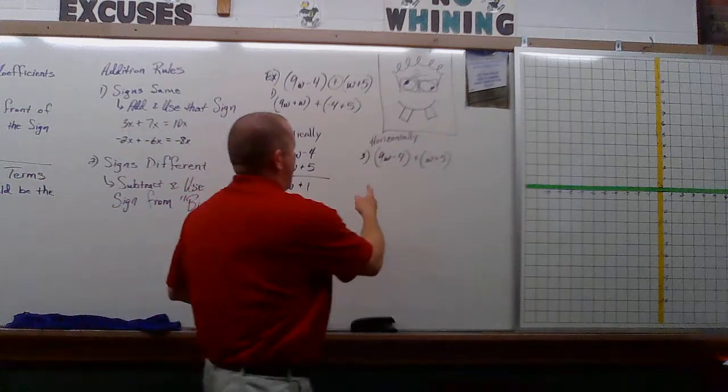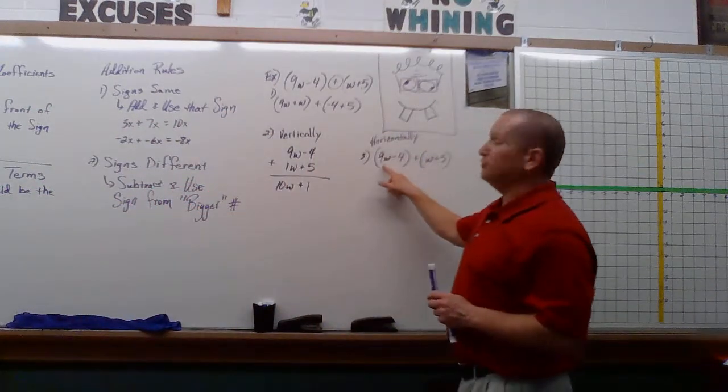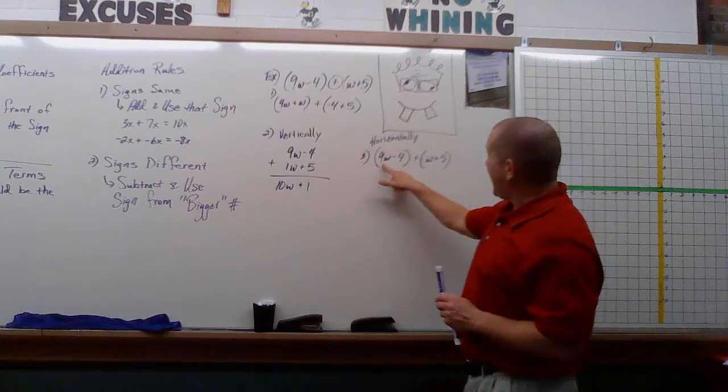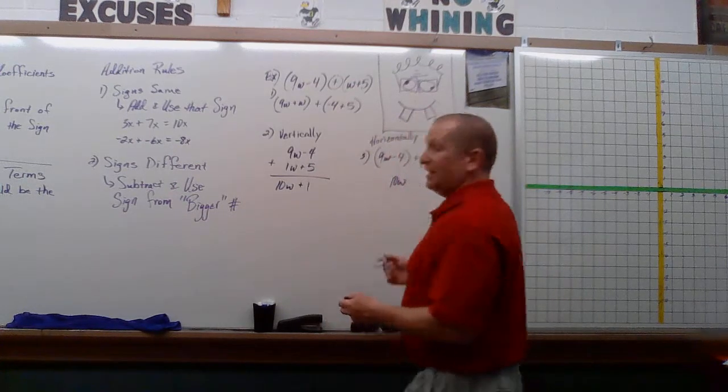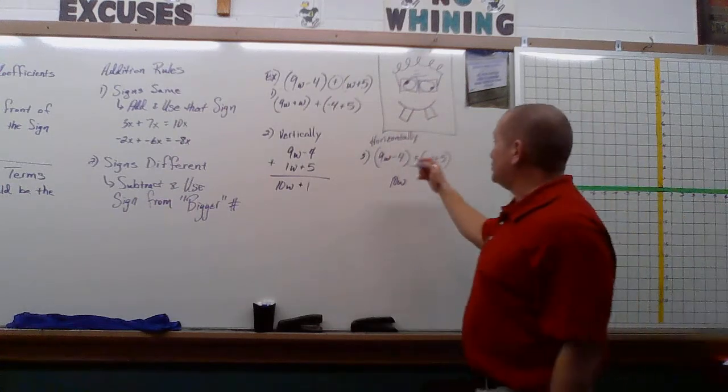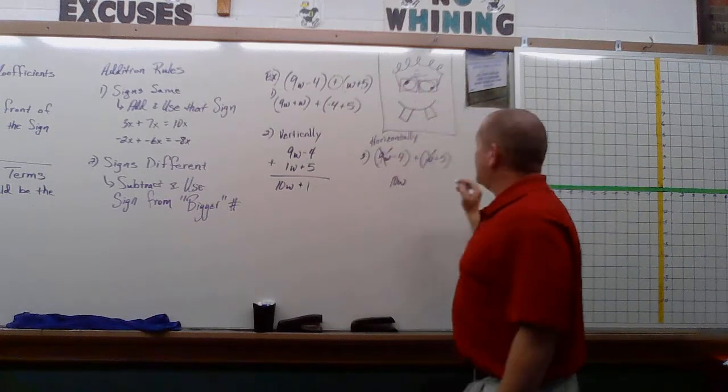So basically, I'm going to do it horizontally by saying I'm looking for all the W's. So what's 9W plus 1W? Then I get my 10W. And if I'm going to do it horizontally, especially at the beginning, maybe I go back and I cross those out.